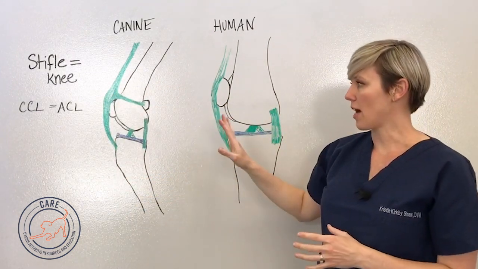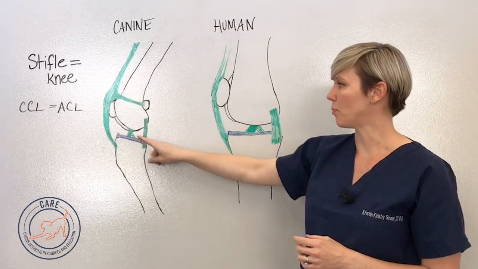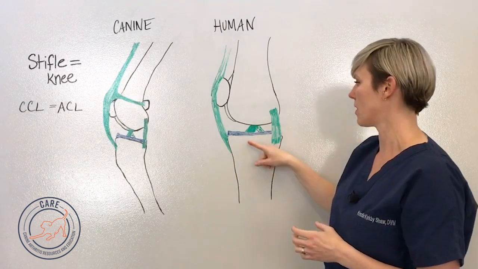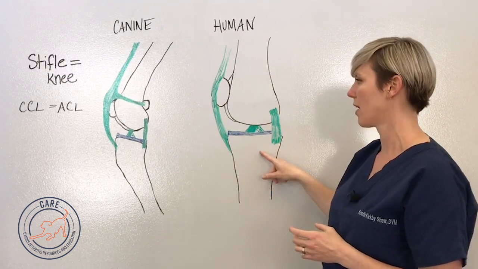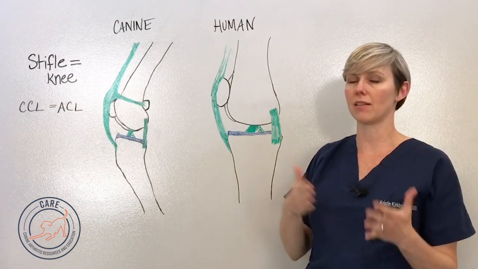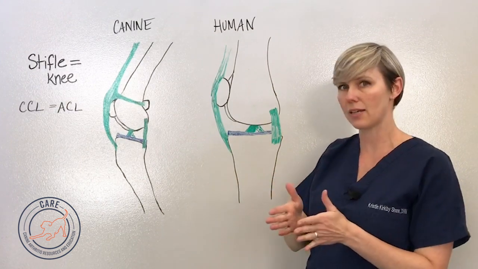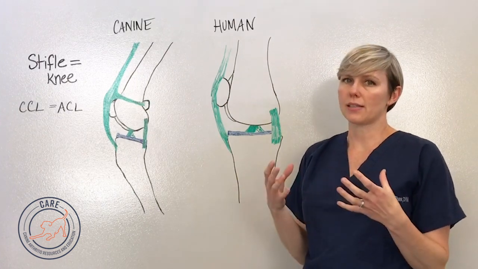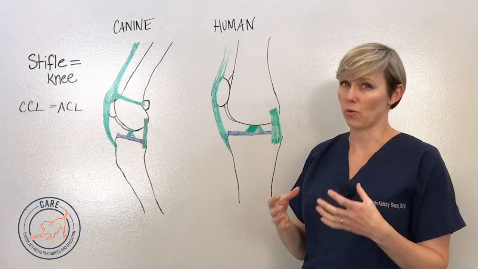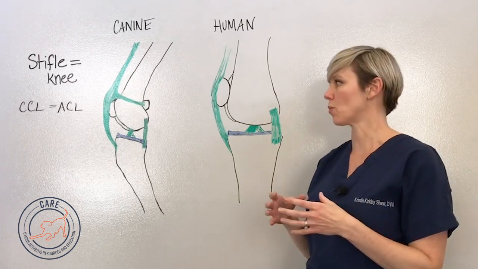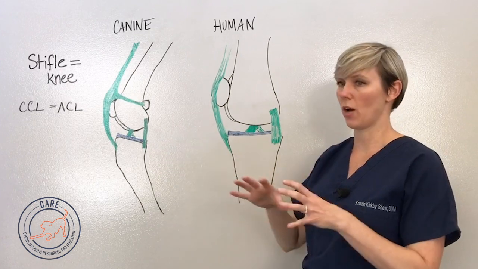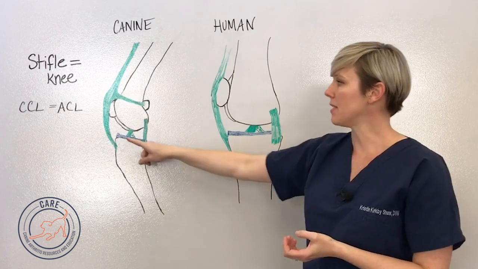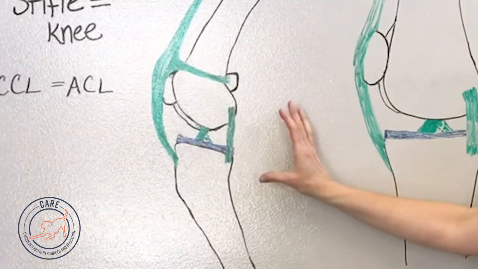The last structure that I want to point out is the meniscus, and that's this blue area here. The meniscus is a little cartilage pad that sits on top of the tibia in both the dog and the human. In fact, there are actually two of them, the medial and the lateral, which just relates to whether it's on the inside or the outside of the joint. The job of the meniscus, we like to say it's a little shock absorber, but that's not exactly what it's doing. It helps provide congruity, helping the shapes of the two sides of the joint work together a little bit better. But the meniscus is a very important part of the overall joint structure.